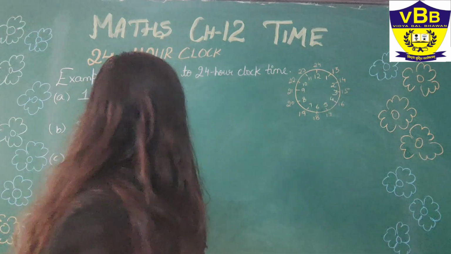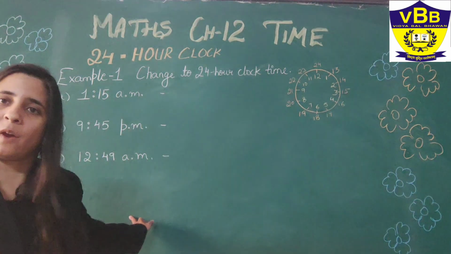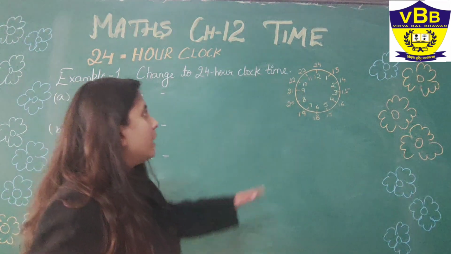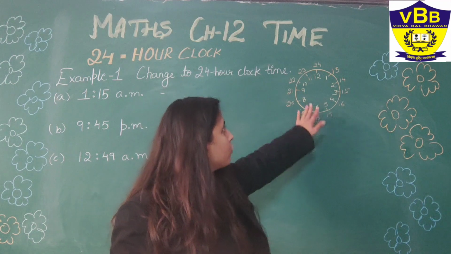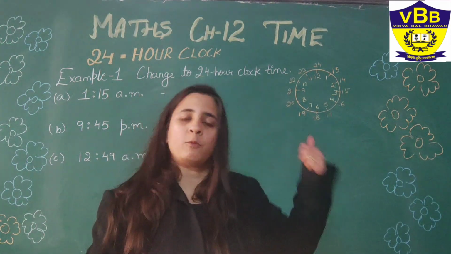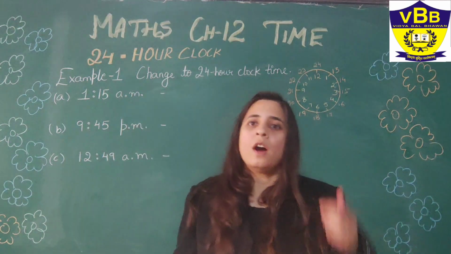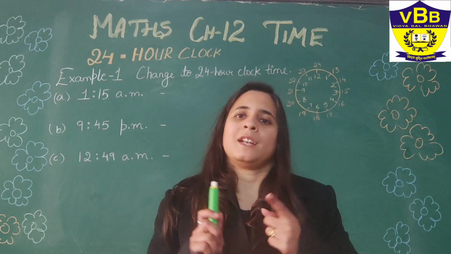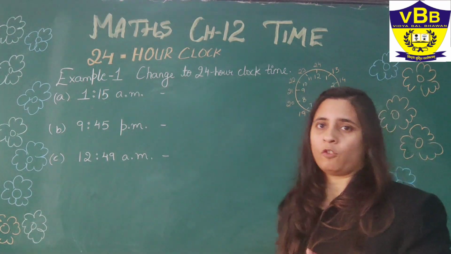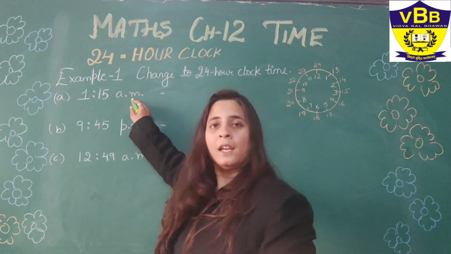Now let us see example number 1, where the timings are given to us in the form of the 12-hour clock and we have to convert them into 24-hour clock time. Here I have made a clock so that it will become easy for you all to understand how we can convert the timings from the 12-hour clock to the 24-hour clock. It's 1:15 a.m. I have already informed you that for AM the time remains the same. We don't need to go with 13. If we write 13 for 1, then it will become 1 p.m. But the timing is 1:15 a.m.